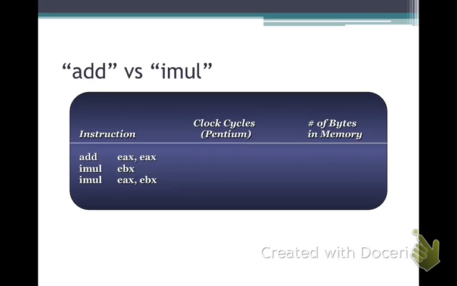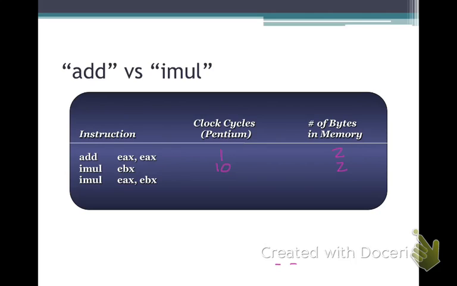When I add EAX to EAX, that's going to take 1 clock cycle and 2 bytes of memory. So really, that's pretty awesome. IMUL EBX is going to take 10 clock cycles. Bytes of memory, it'll take just 2, so that's not as bad.